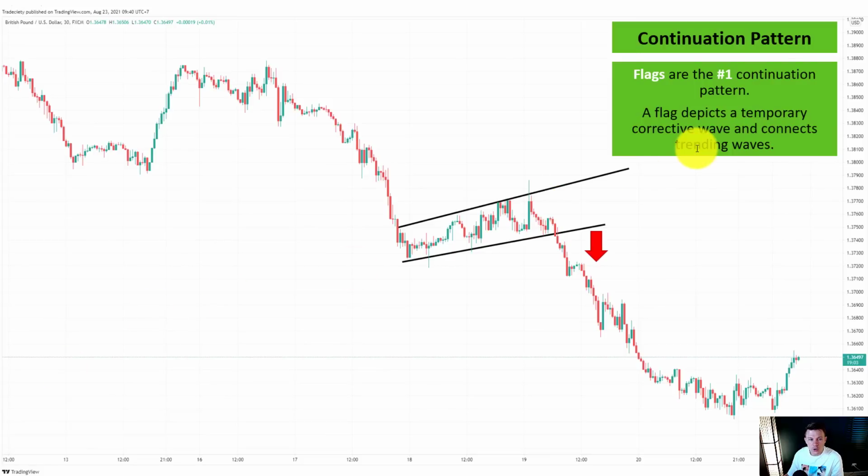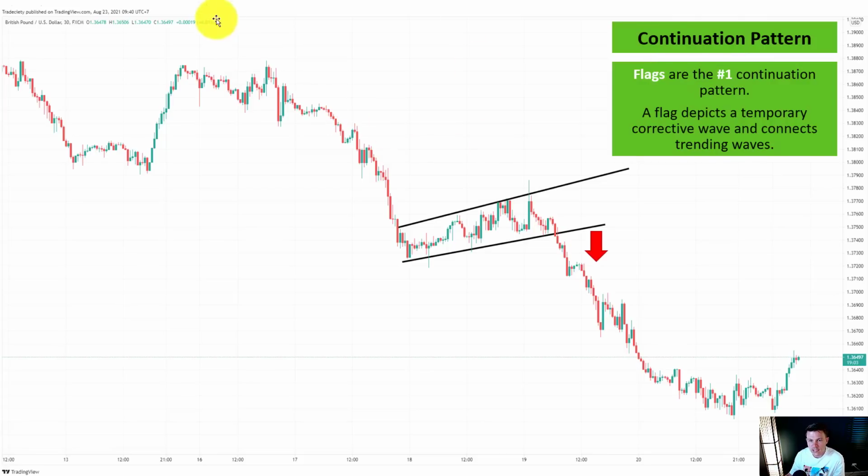We have also continuation patterns. So we don't only have reversal patterns. We don't only have patterns like the momentum death, but we also have continuation patterns. And flags are probably the number one trend continuation pattern there is in the markets. When we talk about classical and conventional patterns, flags are just so powerful.